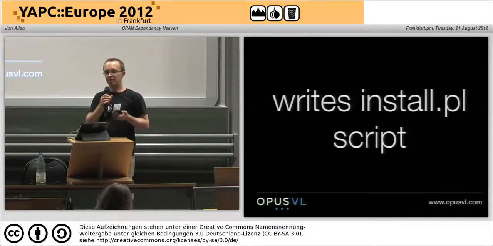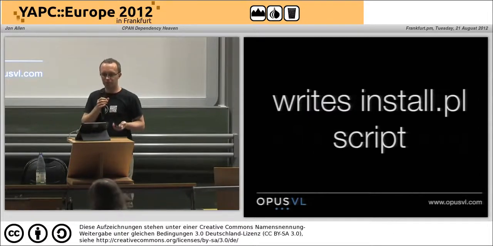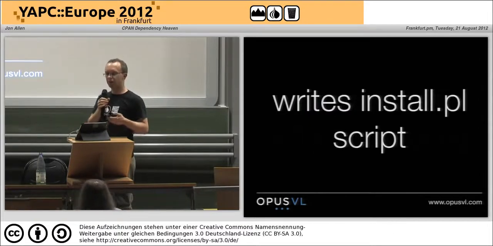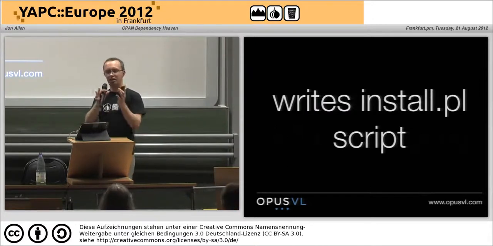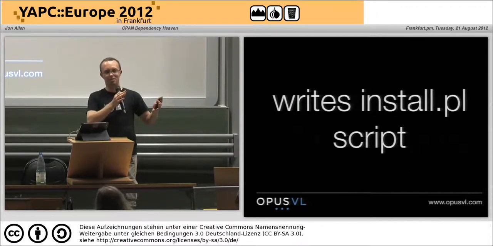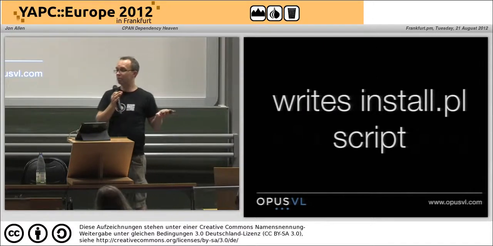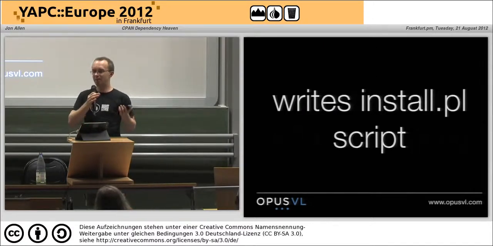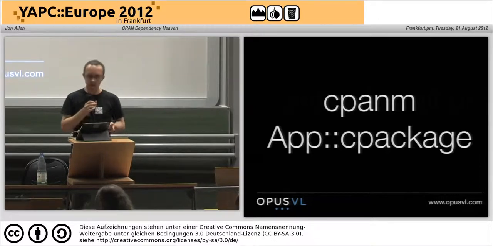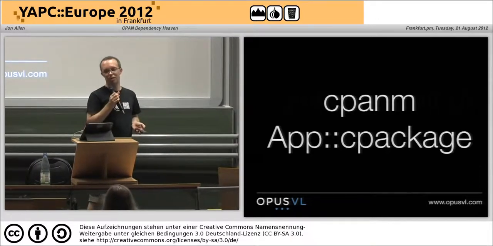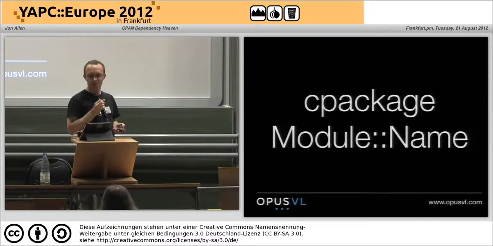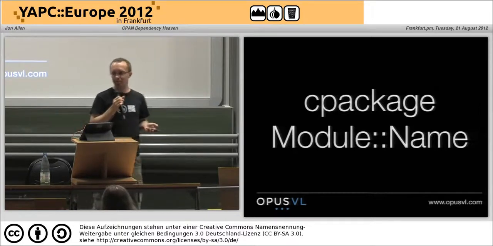what cpackage does is it writes an install.pl script, so that you then have a tar file that contains all the dependencies and your install.pl. Ship that out to somebody else. It bundles a copy of CPANM internally, so all the recipient has to do is run install.pl, and that's it. They don't need CPAN. So obviously, install it from CPAN, and then just type cpackage module name.